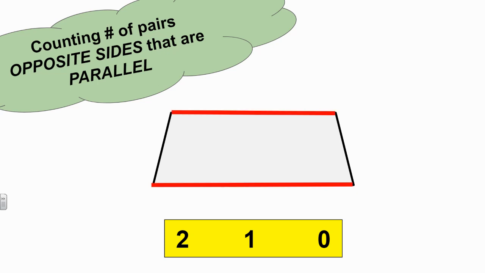Our first pair of opposite sides here in red, they are definitely parallel. They're going the exact same horizontal direction. So that's one. But if you take a look at the ones here in blue, these opposite sides are definitely not parallel. They're kind of leaning in different directions. And so this particular quadrilateral only has one pair of opposite sides that are parallel.